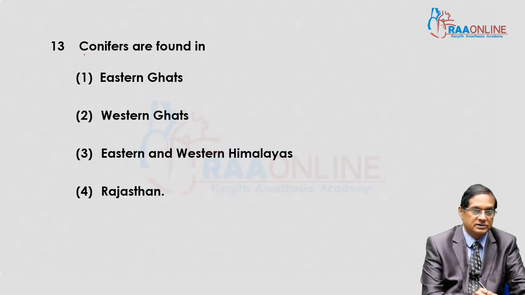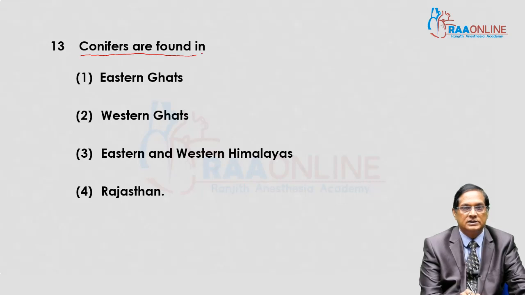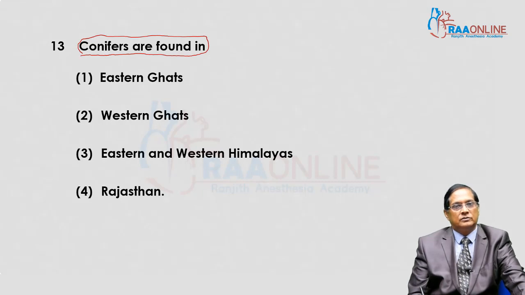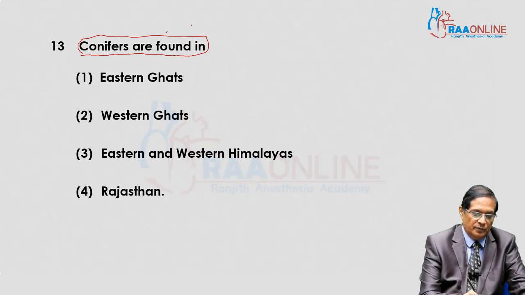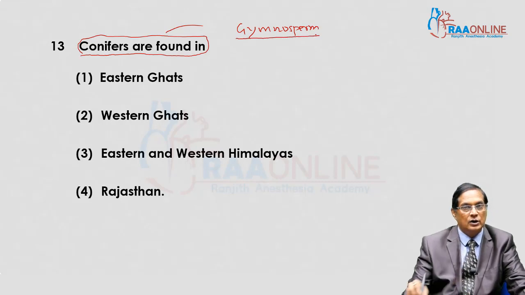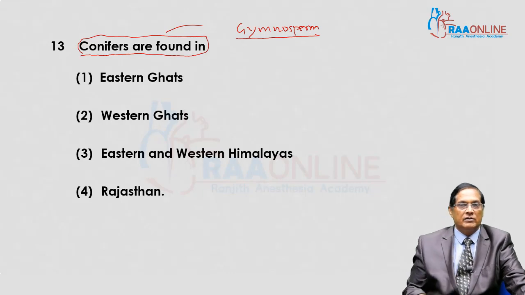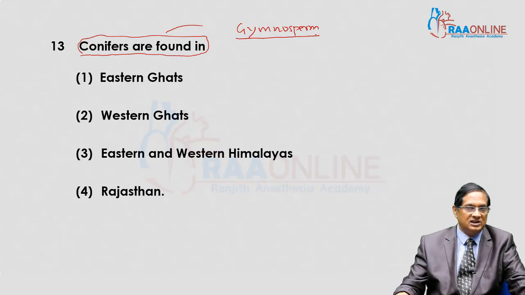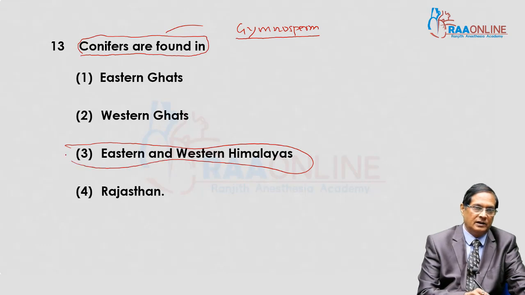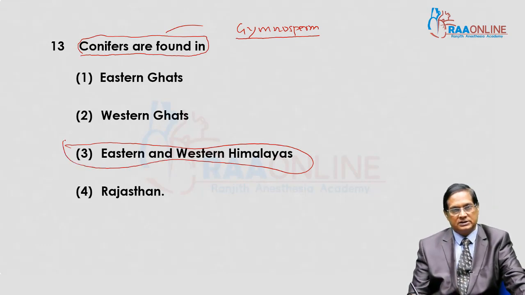13th, coniferous forest. Coniferous forest, especially in India. In coniferous forest, the dominant trees are generally gymnosperms. They are found in relatively low temperature areas, and rainfall is approximately moderate. So in India, eastern and western Himalaya are favorable for coniferous forest.